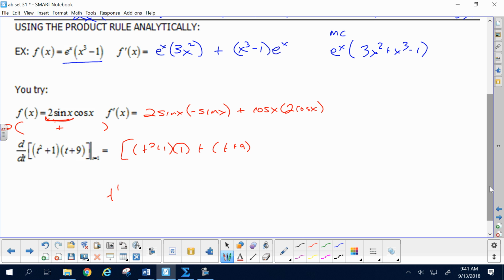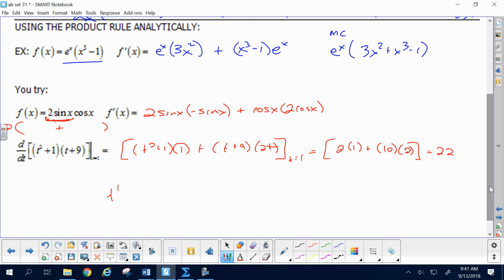T plus 9 times the derivative of the first. What's the derivative of t squared plus 1? 2t, the constant has a 0 derivative, right? At t equal 1 then, means I now have to get a numerical slope at a specific point, so I'm looking at something like 2 times 1 plus 10 times 2, so maybe 22. Do you agree? Okay.